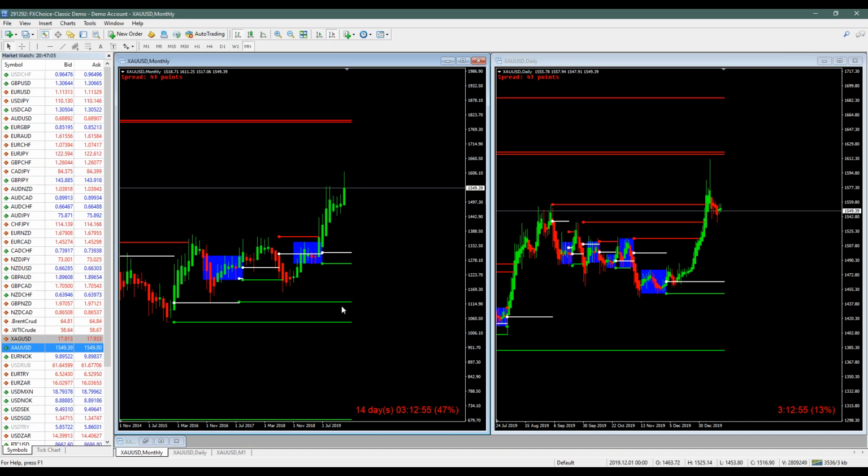Monthly direction. What direction should we be looking at on the monthly time scale? I'm gonna let you guys answer that. You tell me, long or short. Just type in long or short. What direction is that going?